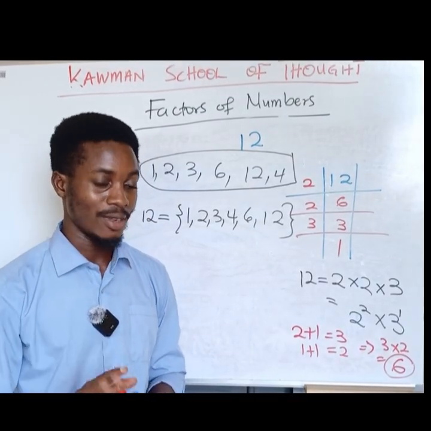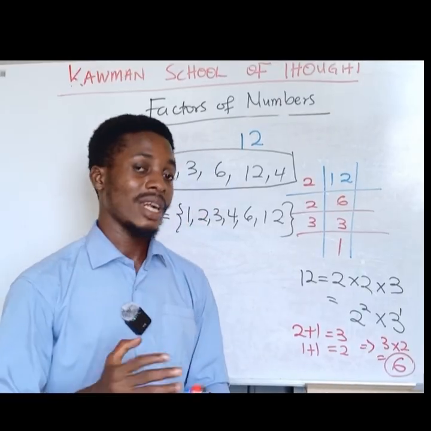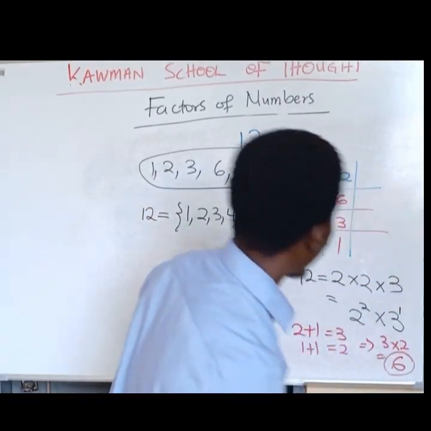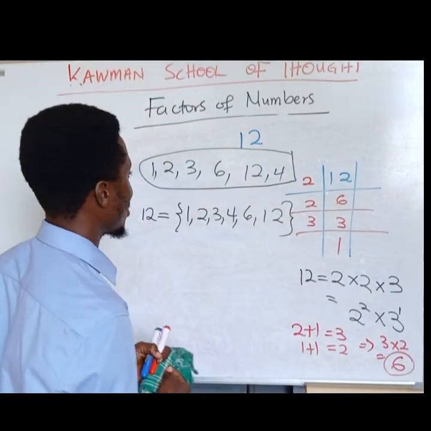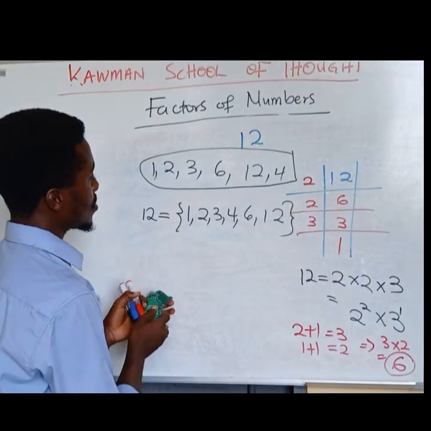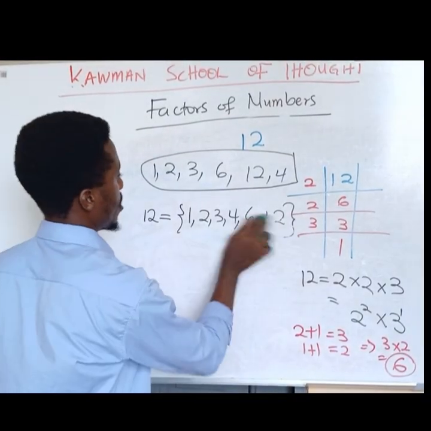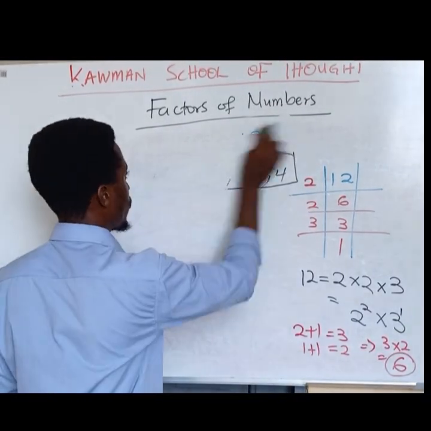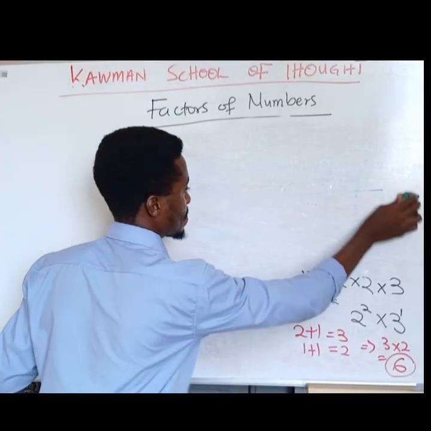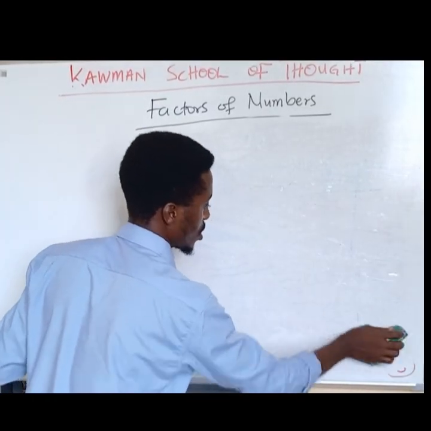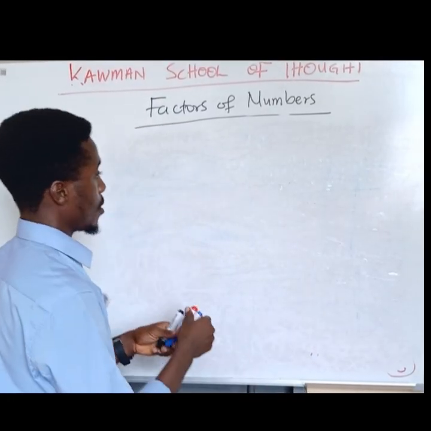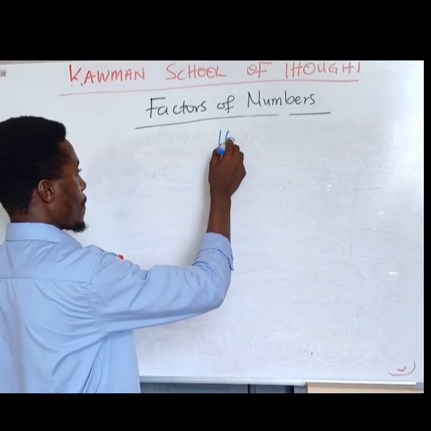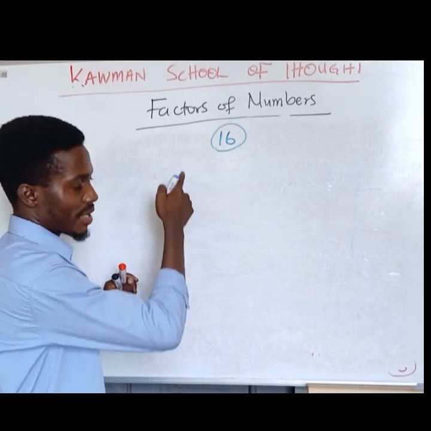Yeah, I know you're excited, but relax. Let me give you another example so that you can actually be happy about that. Let's pick a different number we can find factors of. Let's pick 16. Find all the factors of 16.